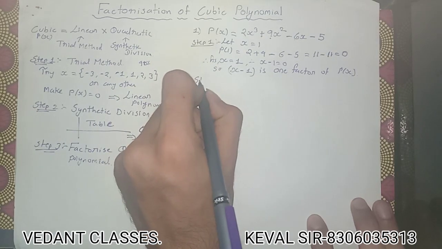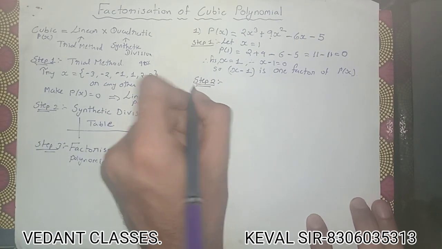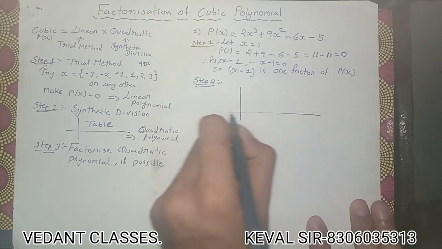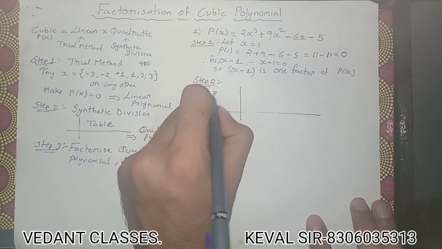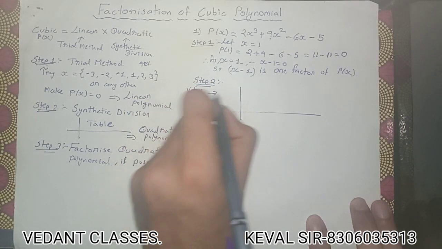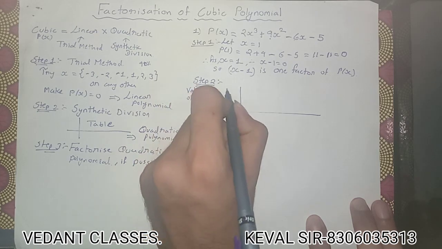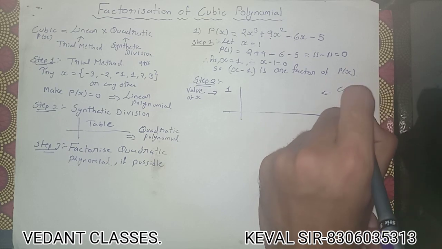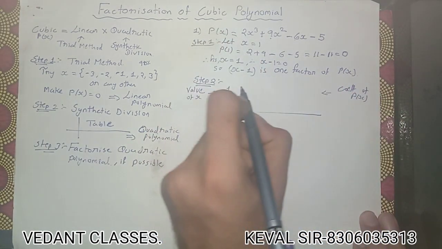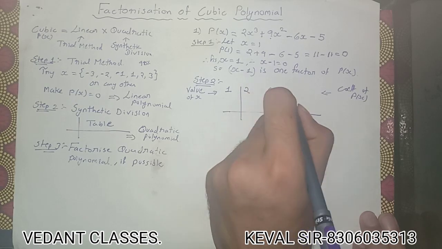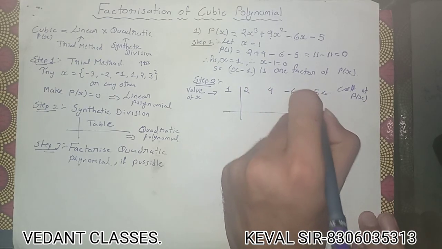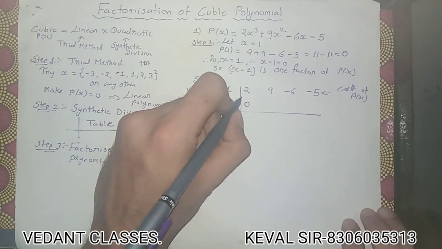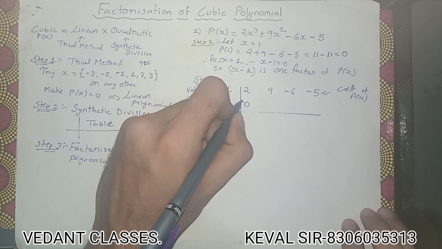Now in step 2, you need to follow the synthetic division. How can you make a table? Make a table like this. Write the value of x that you let over here, so it is 1 in this case. Here you need to write the coefficients of p of x. So this is 2, then 9, then minus 6, and minus 5. The initial value will always start with 0. Then you just need to add all these terms.